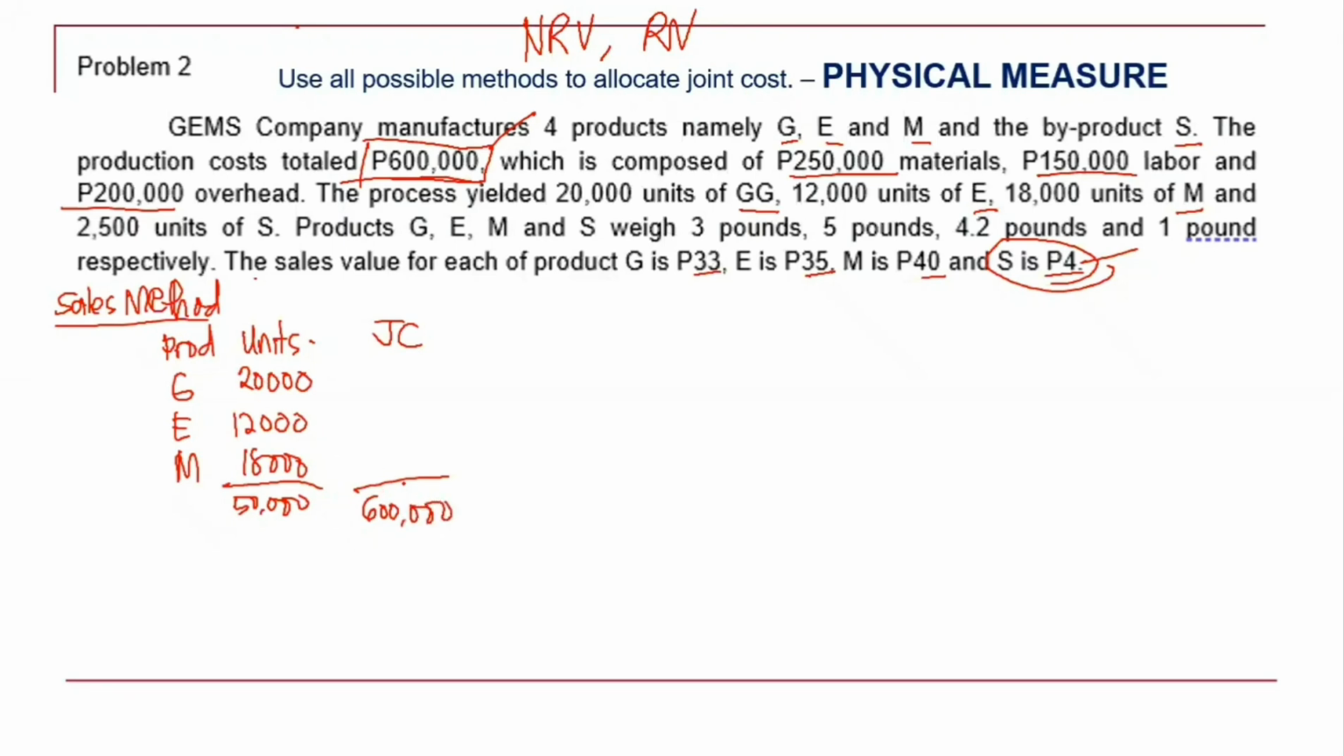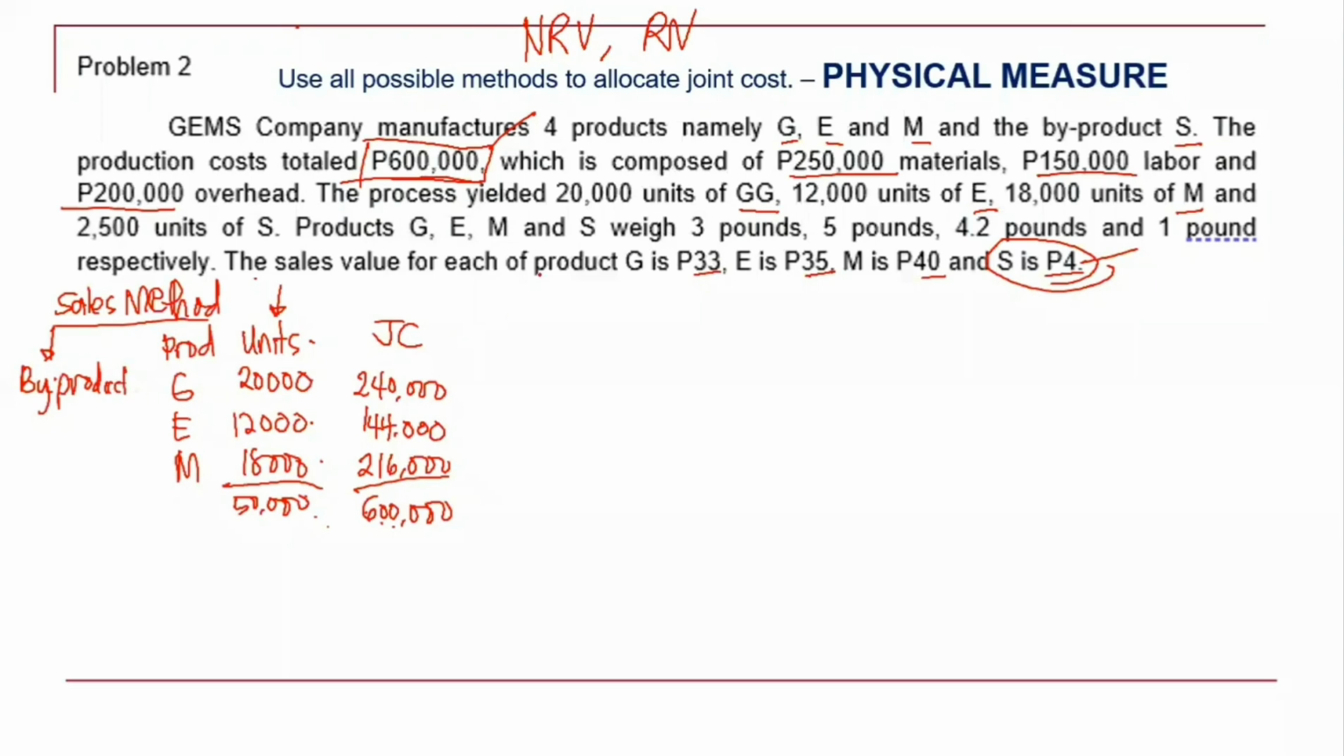So that would be 600,000 times 20 over 50. So 240,000. For E, 600,000 times 12 over 50. So that would be 144,000. For M, 600 times 18 over 50. That is 216,000. So yan po yung joint cost na allocate natin pag ang ginamit natin ay units. Tapos yung ating byproduct, ang ginamit muna natin ay sales method.